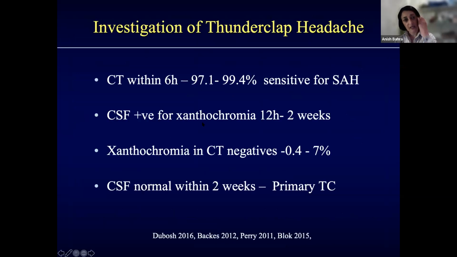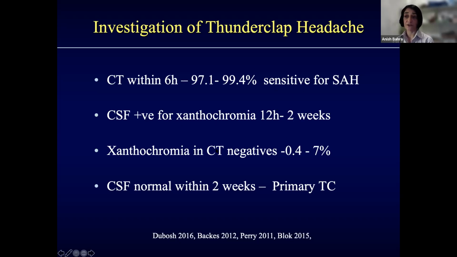So this is the classical investigation. It's a CT within 6 hours. On average, this will get you 98.5%. The 99.4% is a 3rd generation CT with a neuroradiologist. So that's sensitive for subarachnoid hemorrhage. But even then, 1.5% will have a normal scan. The question then is, what do you do with that group? If it's beyond that, it drops off significantly. It'll drop off after 6 hours to about 87%.